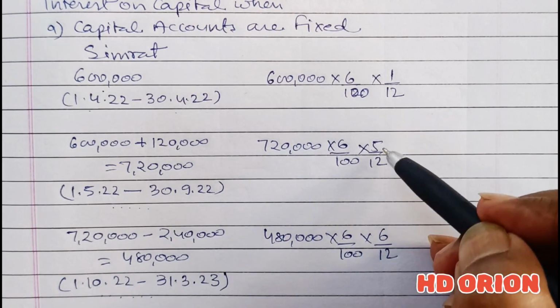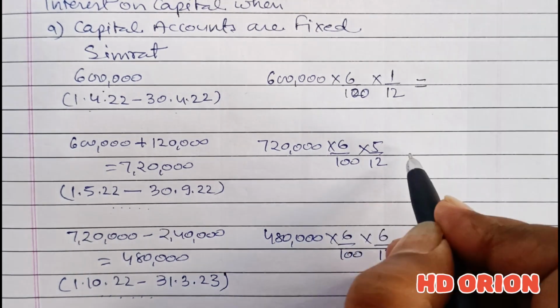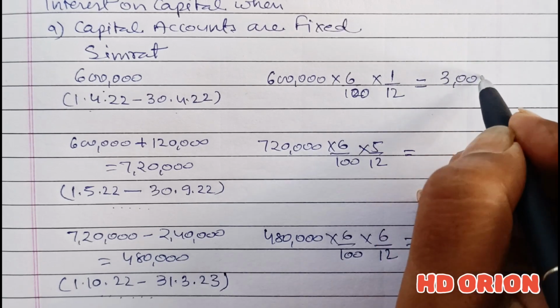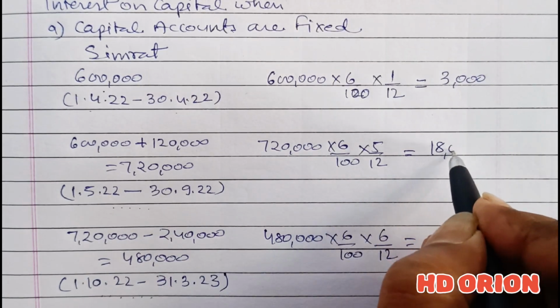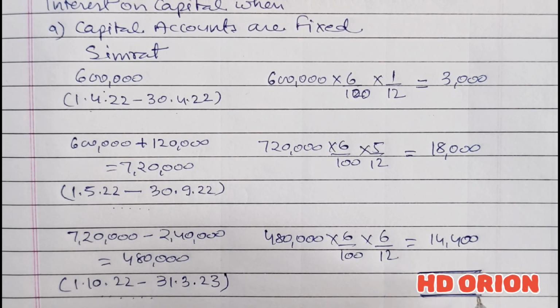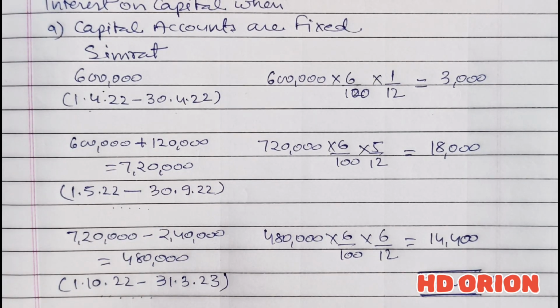So here you can see that 12 months are covered. 1 plus 5 is 6, 6 plus 6 is 12. Now when you calculate this, here it is 3,000 rupees, here it will come 18,000 rupees and here it is 14,400. So total interest on capital for Simrat when the capital accounts are fixed is 35,400. So this is the answer for Simrat.